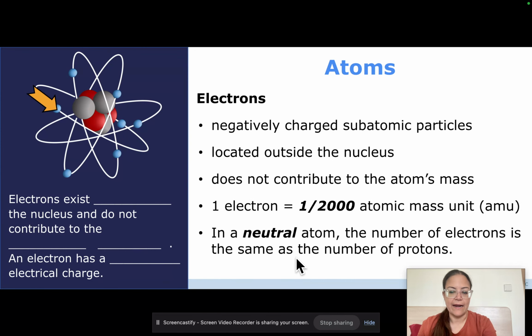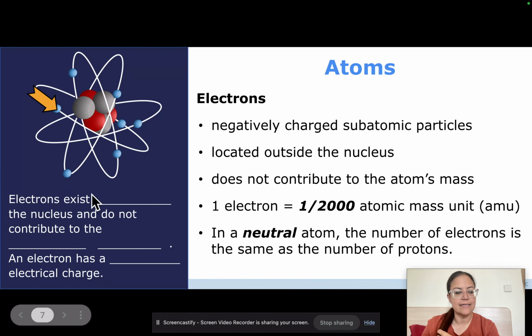In a neutral atom, the number of electrons is the same as the number of protons. So just like in math or when we figured net force, if the atom is neutral overall, then the negatives of the electrons equal out the positives of the protons, and they cancel each other out. So we will always have the same number of protons as electrons, as long as the atom is neutral. And most of the time, for our purposes, they will be neutral.